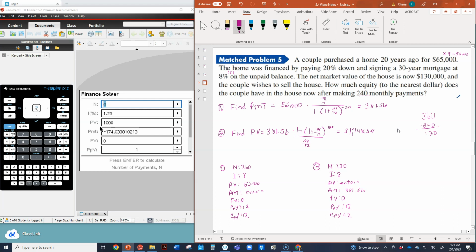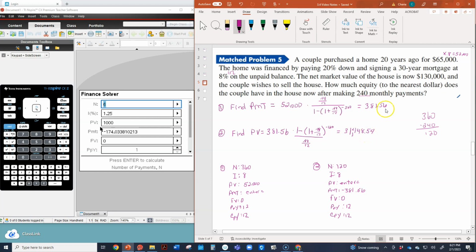Use the same numbers again. Here's this 381.56. That's my payment. Interest rate's still the same. This is the number of payments that I have left, and that means that I owe $31,448.54 on my mortgage. That's what I owe.